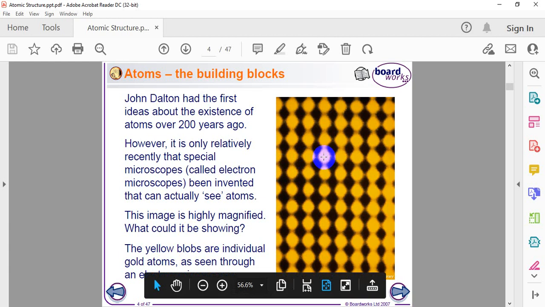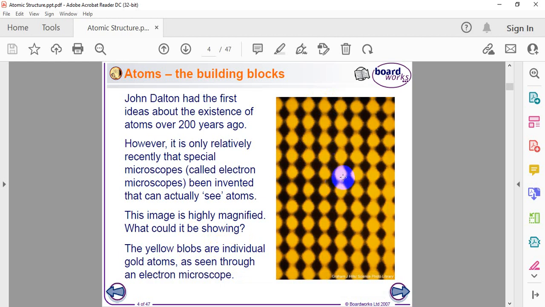As seen over here, we can see that gold atoms are displayed as blobs all over. This is a blob, this is a blob, this is a blob, all in gold, an element gold.